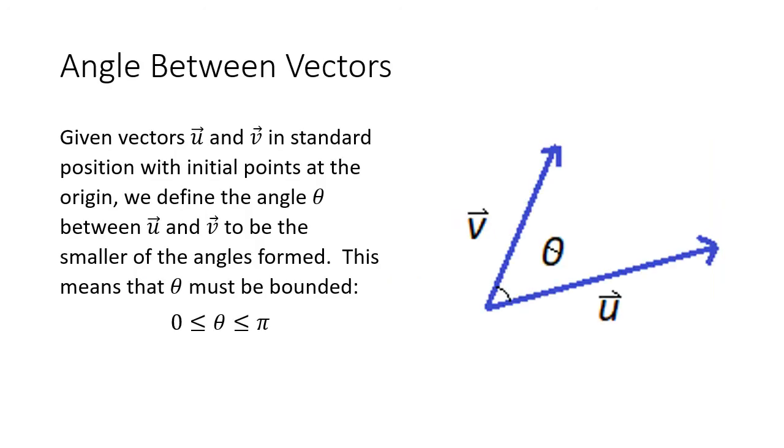The last topic that we want to talk about when we're describing vectors, and in particular two vectors, is the angle between those two vectors. So if I have vectors u and v in standard position, which means their initial points are at the origin, the angle theta is going to be the angle between vectors u and v. And it's going to be the smaller of the angles formed, which means it has to be bounded between 0 and pi. So what that really means is that I have these two vectors. Here's my angle theta. Well, I could consider this big giant angle on the other side, but no, we're not actually going to do that. We're only going to consider the smaller of the two angles formed, and that defines our angle theta.